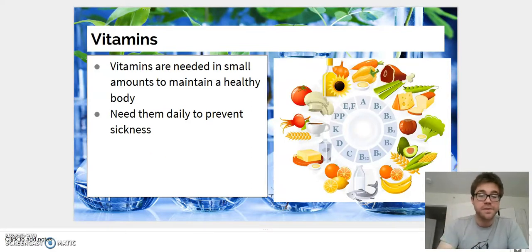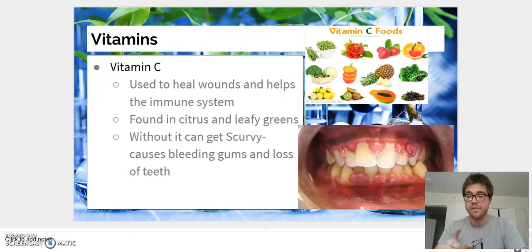And there's two examples of vitamins that I gave you. First, I gave you the example of vitamin C. Vitamin C is used to help heal wounds. It also helps the immune system. When you're feeling sick, it's good to drink vitamin C because it helps your immune system. Remember, your immune system helps keep you healthy. So you can find vitamin C in citrus, like oranges and lemons here, and grapefruit. All great places to find vitamin C.